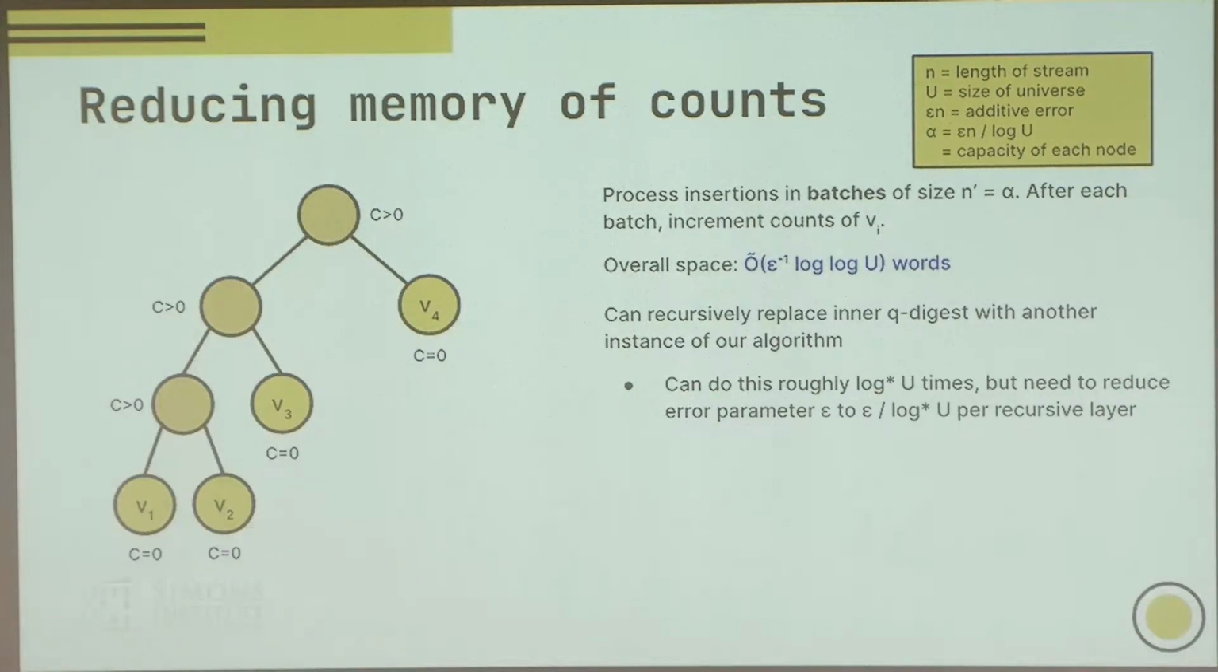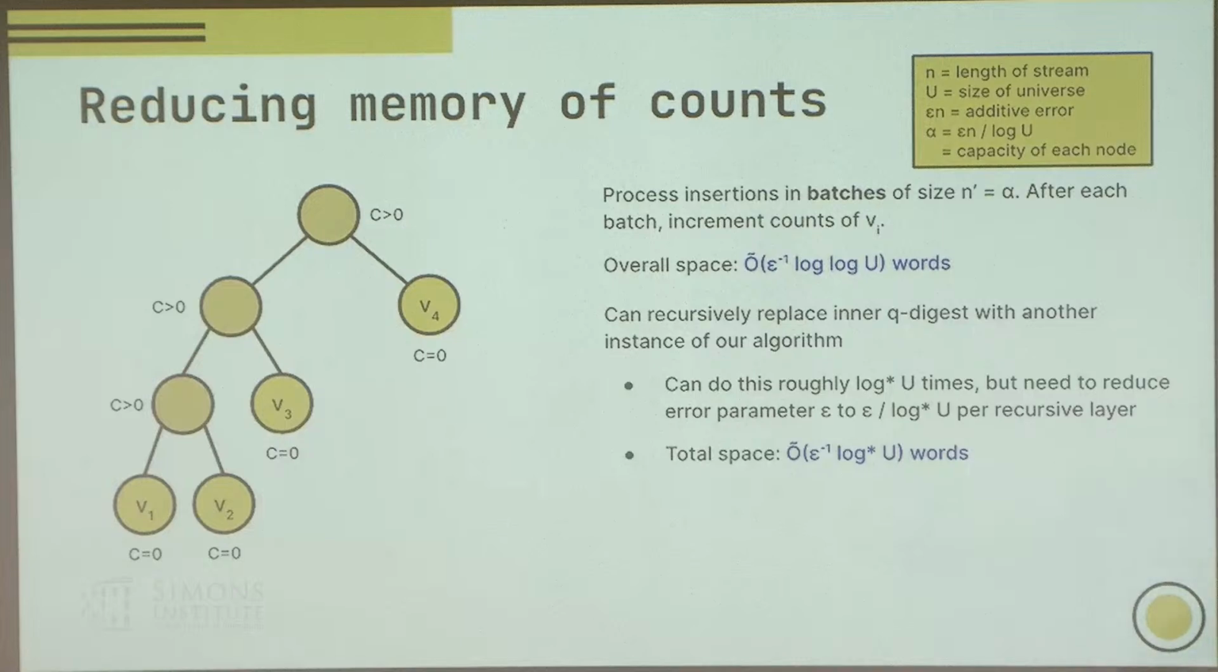I've been a little sloppy with the epsilons. In a lot of the places I wrote epsilon, I should have written epsilon over 2 or something, because we're adding up the errors from the inner Q digest and the outer Q digest. So actually, you'll need to reduce the error parameter by a factor of log star u for each recursive layer. That means we're going to lose a factor of log star u in our space complexity. If you do all the bounding, we're going to get another polylog of 1 over epsilon somewhere along the way as well. We're going to end up with O tilde of epsilon inverse times log star u words. I think the log factor is like a log squared of 1 over epsilon or something, though don't quote me on that.